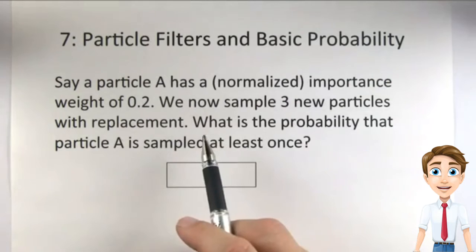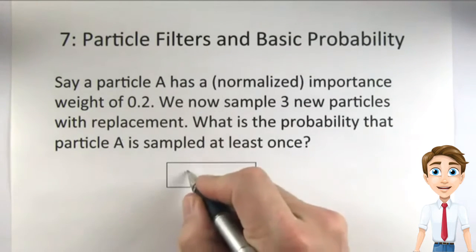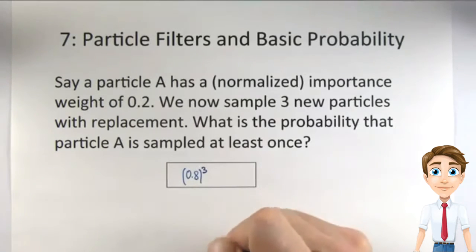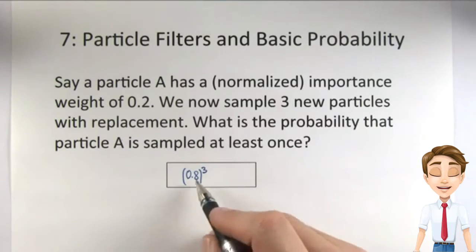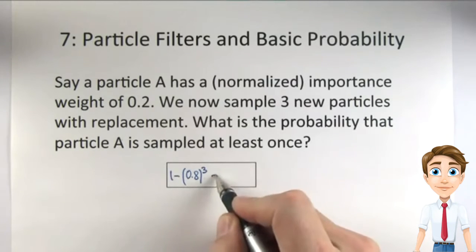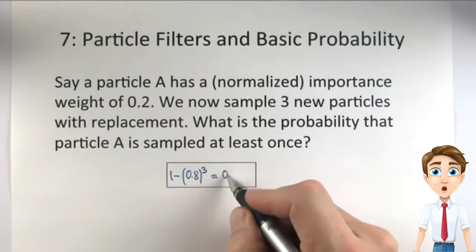The probability that in any drawing A is not sampled is 0.8. Because we sampled it 3 times, we take 0.8 to the third. And that's the probability that A never occurs. So the probability that A occurs at least once is 1 minus that. And when you work it out, it's 0.488.